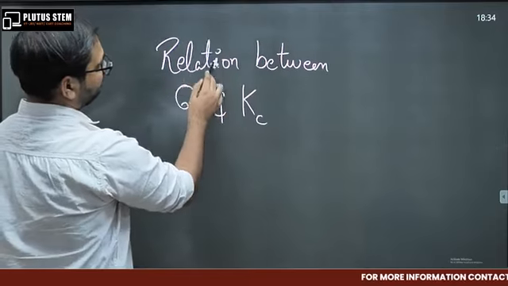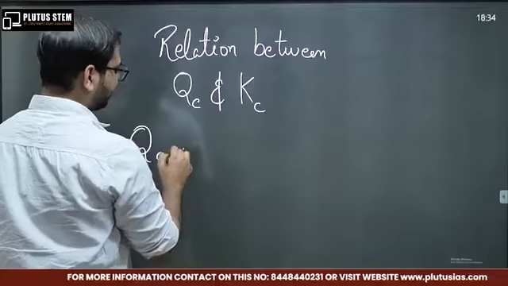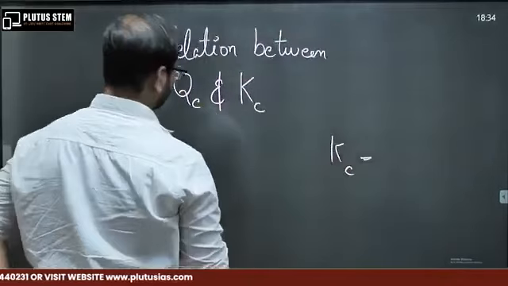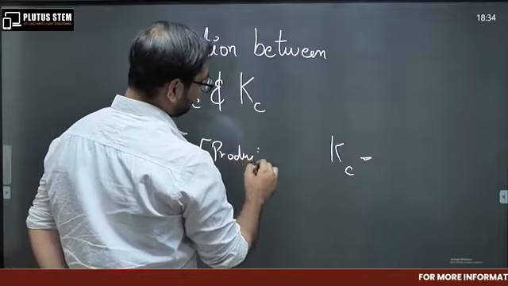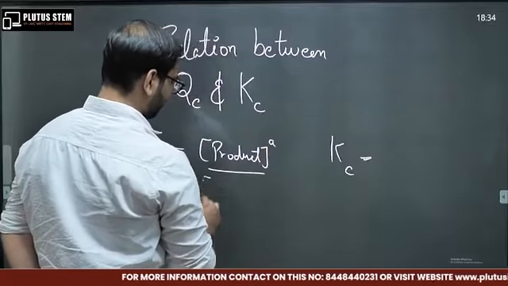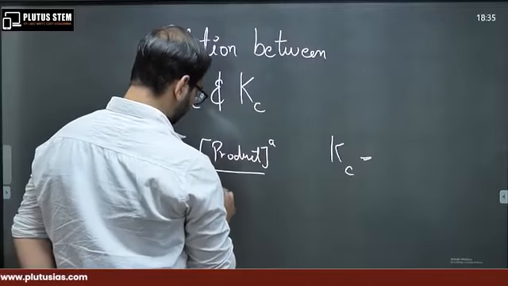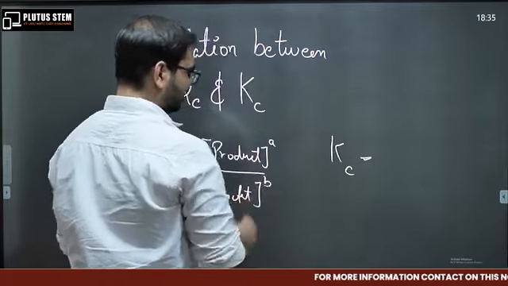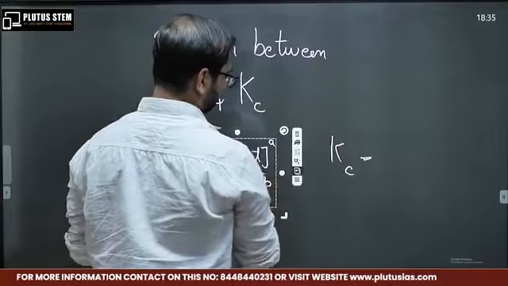Now, in terms of formula, QC is represented in the exact same way as your equilibrium constant Kc is written. QC is usually written as concentration of product, power raised to its stoichiometry, divided by concentration of reactant, power raised to its stoichiometry, while Kc is also represented in the exact same manner.